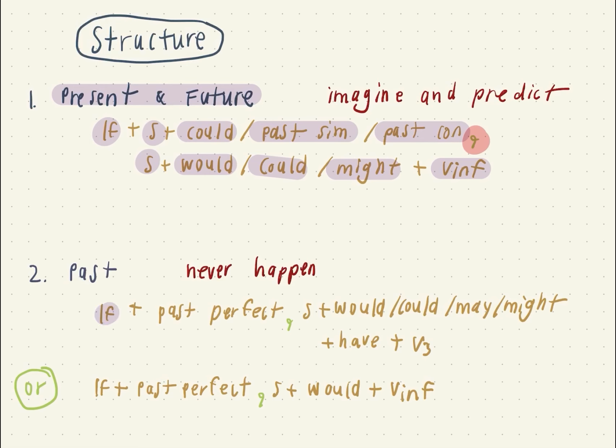If plus past perfect, comma, subject, would, could, may, or might, plus have and past participle, verb 3. Or you may use the structure here, if plus past perfect, comma, subject, would, plus infinitive, if the result is in the present.